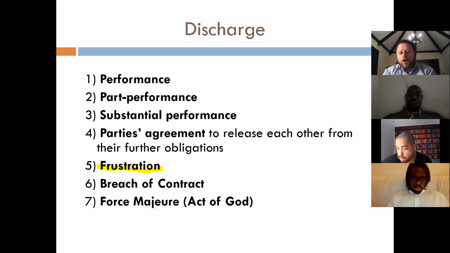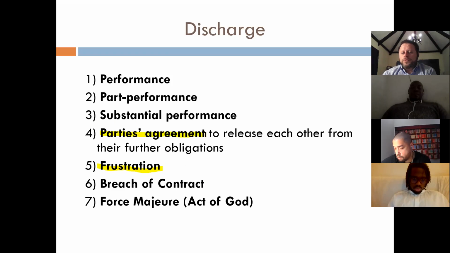So the first way to end a contract, performance. I have a contract with Jordan to buy 1,000 cases of beer. Okay, I take the beer, I give you the money, done. That's performance. You do your part, I do my part. We're both done. Now, what about part performance and substantial performance? Well, those are a little more complicated. So let's wait on those for a second.